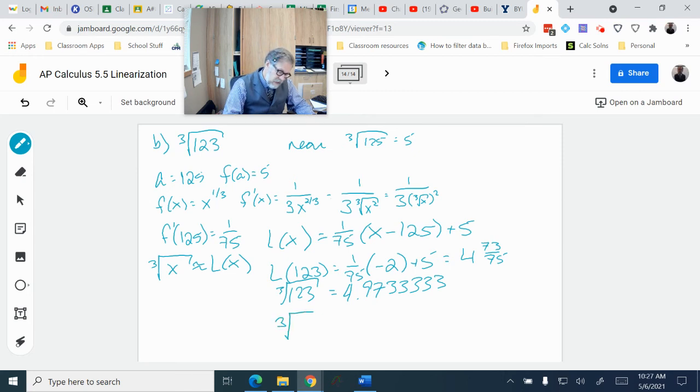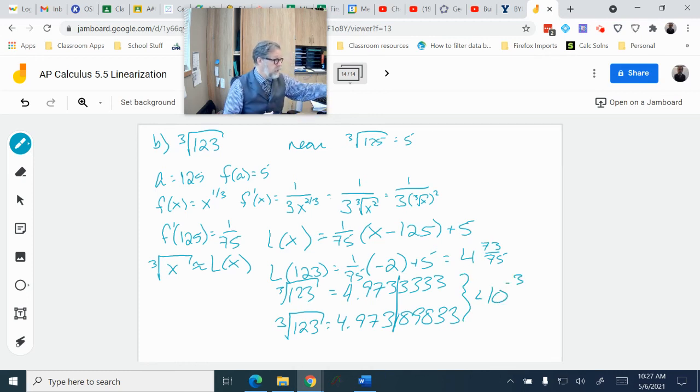If I calculate the cube root of 123, I get 4.973189833. And again, if you notice, the error is in the 4th decimal place, so the error is less than 10 to the -3. Once again, pretty darned accurate.